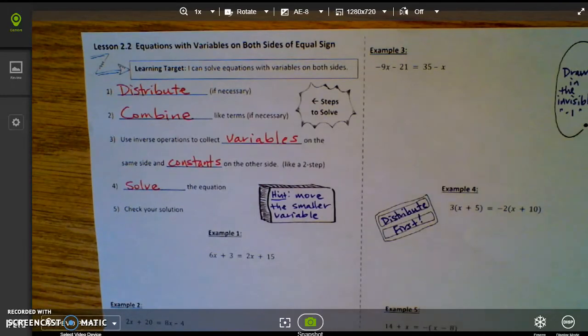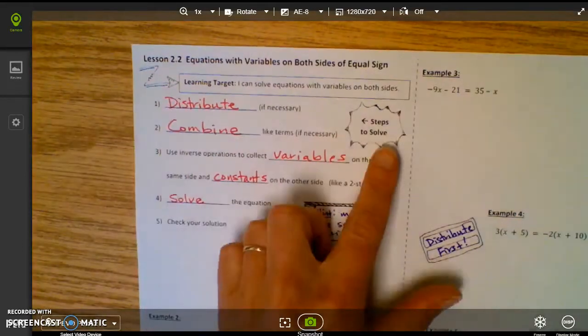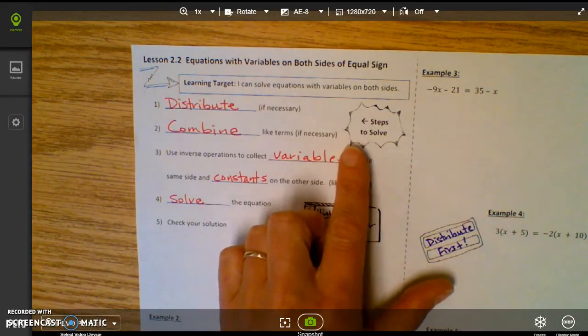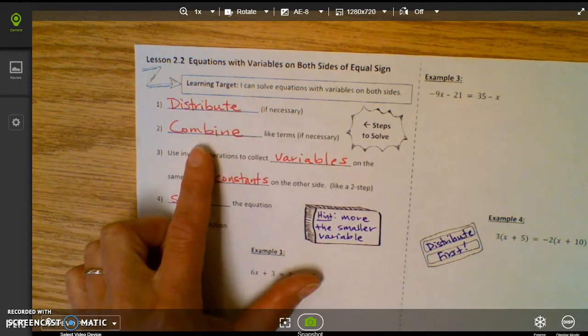Alright, this is your second lesson in Unit 2, and the note sheet you need to go along with this looks just like this. The beginning part of it has some steps that you're going to use when you solve, and there are some similarities to our last lesson. You do have to distribute when there's parentheses in your equation. You do have to combine like terms.